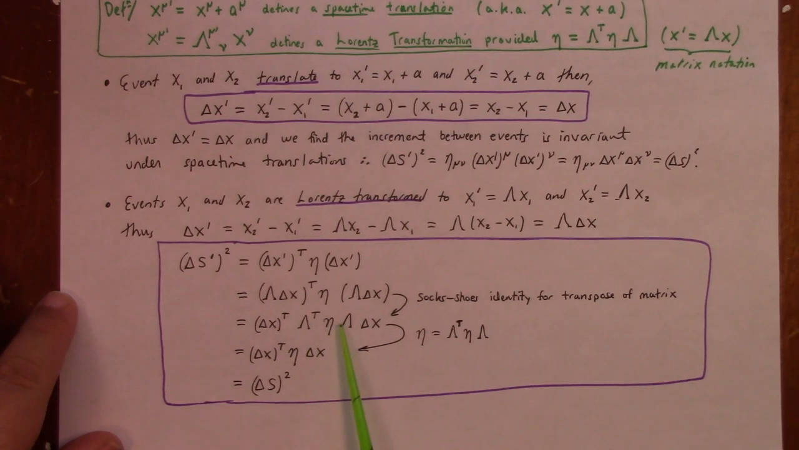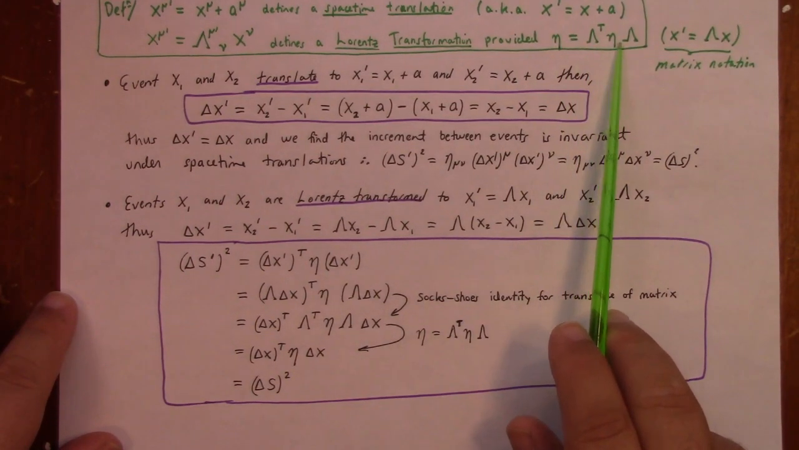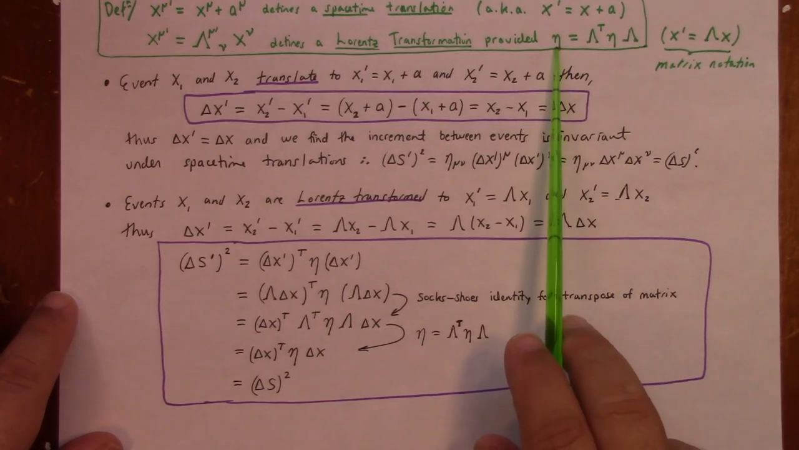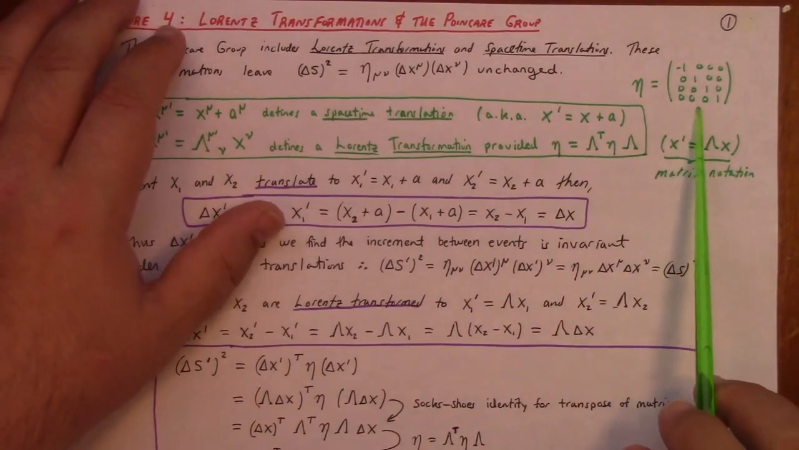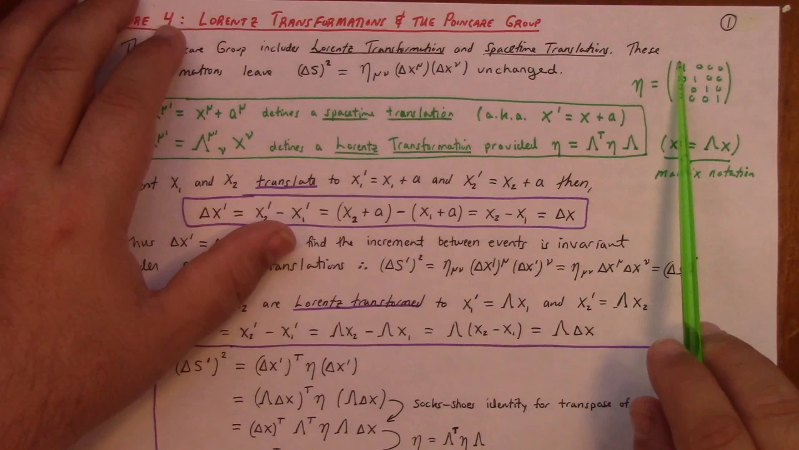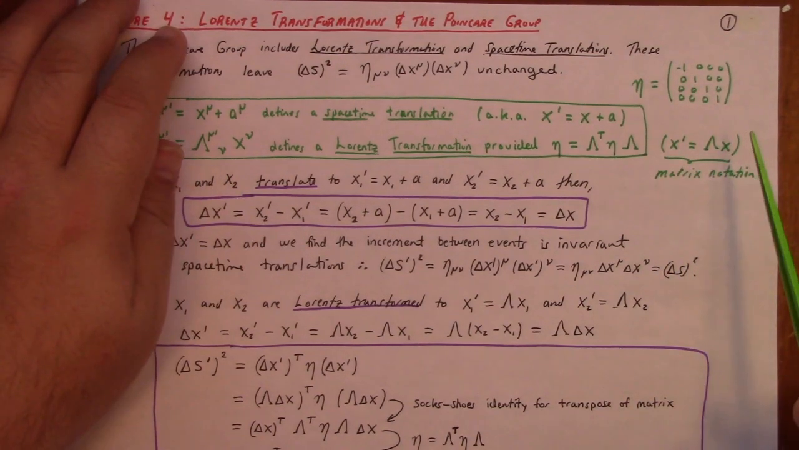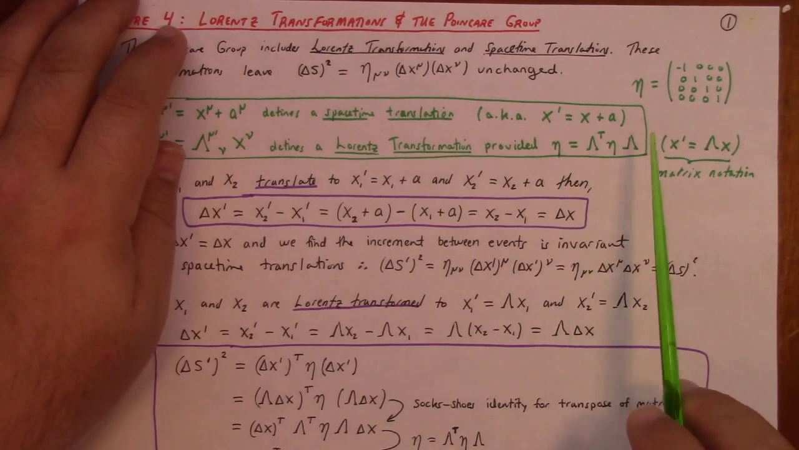Anyway, the Lorentz transformation is precisely those such that, as we set up here, eta is equal to lambda transpose eta lambda. So that's how we define a Lorentz transformation. Here, eta is that specific matrix, which I put up here. It's a diagonal matrix with -1, 1, 1, 1 down the diagonal. And lambda is a matrix which satisfies this relation right here. That makes it a Lorentz transformation.